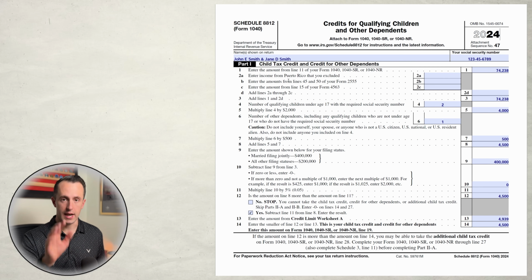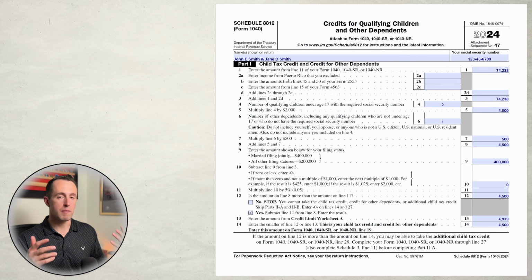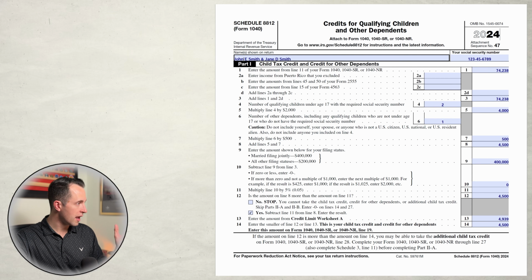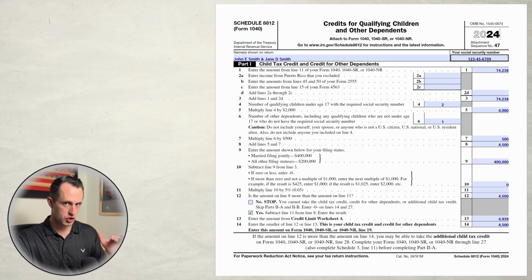So if you're filing as a head of household, it's just going to be your name there and then your social security number. But if you are doing married filing jointly, it's going to be your name, ampersand, your spouse's name, and then it'll just be your social security number. You're not going to put yours and your spouse's there.